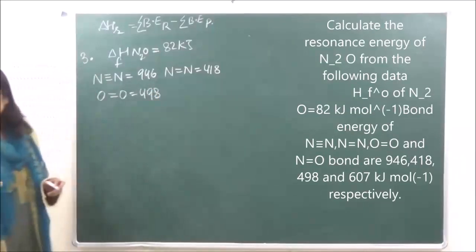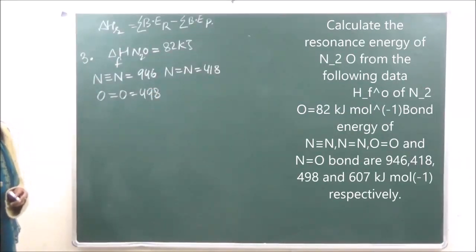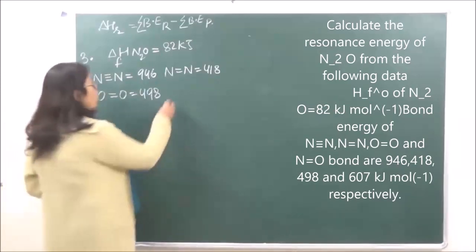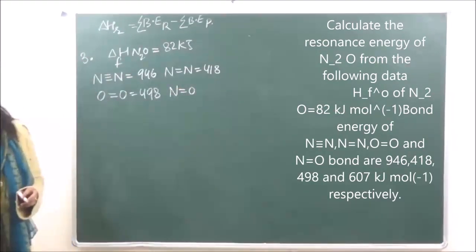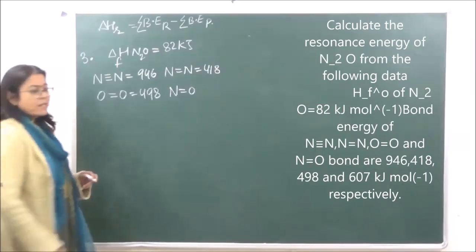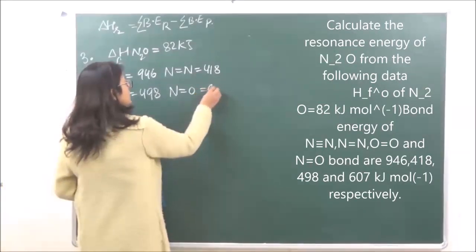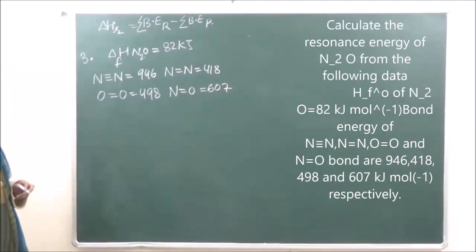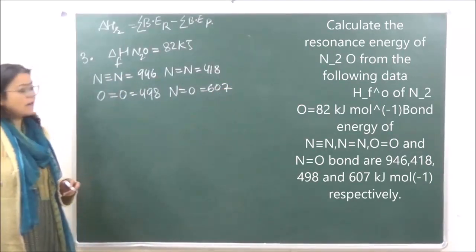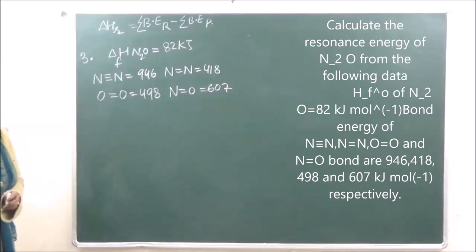Okay? And finally they have given us the bond dissociation energy of N double bond O. How much have they given for N double bond O? 607 kilojoules per mole. Okay? Now over here when we are doing this, what are they saying? Calculate the resonance energy of N2O from the following data.